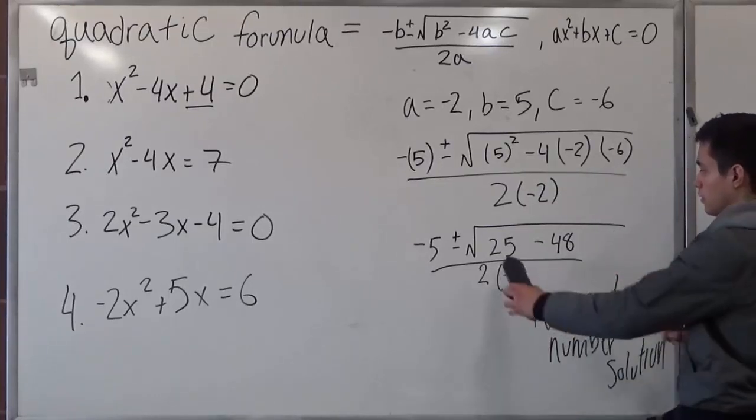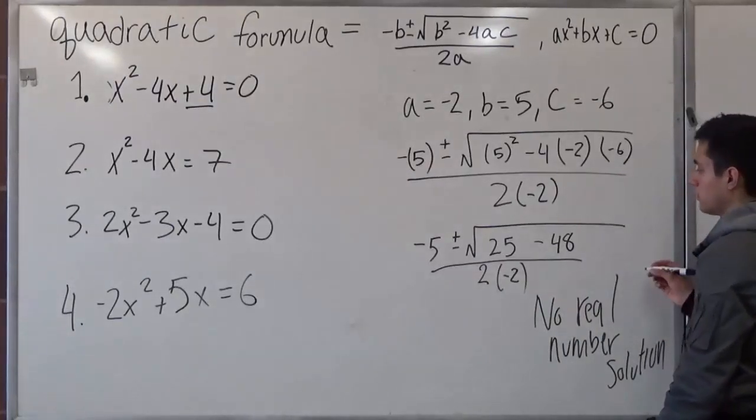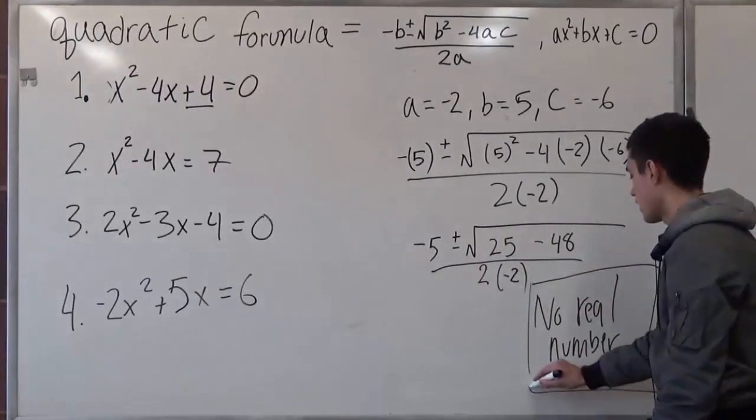Because the numbers inside the radical will be equivalent to a negative number. And from that basis, we can write this, and that would be our answer.